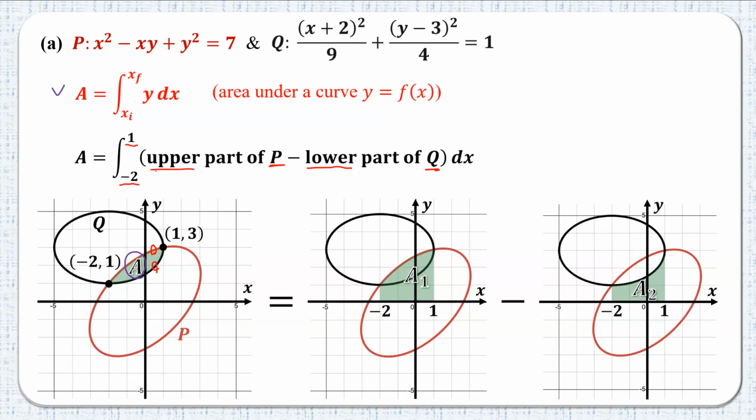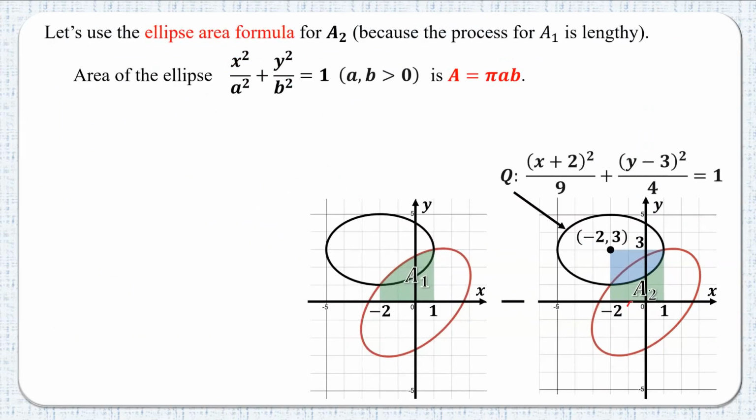In the figures below, the integral of the first term represents this area A1, and the integral of the second term represents this area A2. So essentially, we are calculating A1 minus A2. And as for the second area, let's just use geometry and the simple formula for the area of the ellipse, because calculating the other area A1 is quite lengthy and takes a lot of time. So let's save as much time as we can for A2.